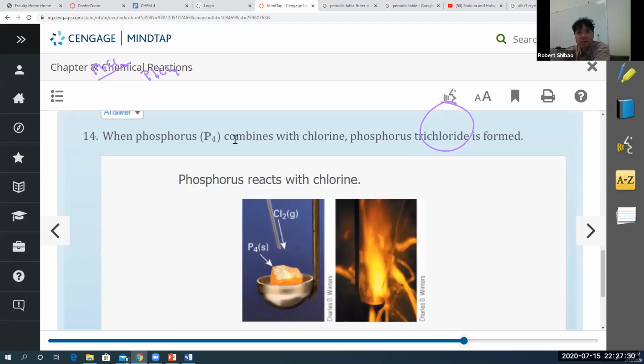All right, when phosphorus P4 combines with chlorine, phosphorus trichloride is formed. Well, let's take a look at that particular reaction and see what we'd have gotten here. Now, when we take phosphorus, P4, and chlorine, Cl2, which one is going to take, which one's going to lose electrons? Who will take, who will lose? Chlorine takes electrons, so we're going to Cl minus.